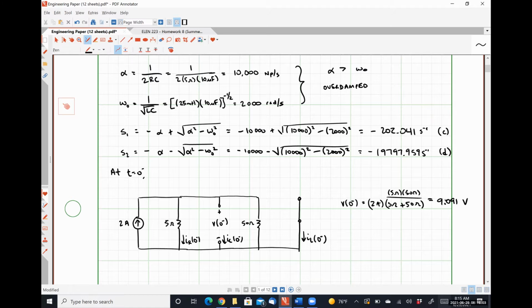Then we have, let's do IR at 0 minus. So I can see why you did current division now, because that got you that current directly. I'm going to go the other way around. It's just going to be V divided by that 5 ohms, right? So 9.091 volts divided by 5 ohms gives me 1.818 amps.